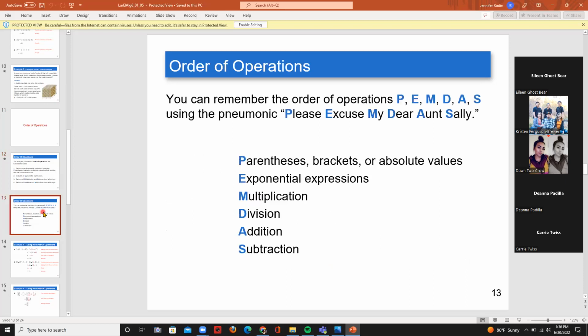And I know a lot of you already know this, so here's the please excuse my dear Aunt Sally mnemonic. Mnemonic is what it's called there.